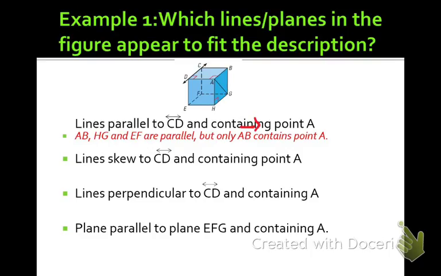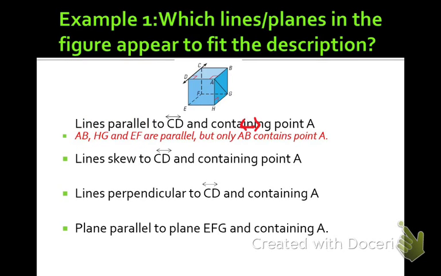You ought to have the line symbol above that. Okay? All right. Skew. So skew lines are lines that are not going to intersect line CD, but are not in the same plane. So these three are out. AB, HG, and EF are all out because they're in the same plane.